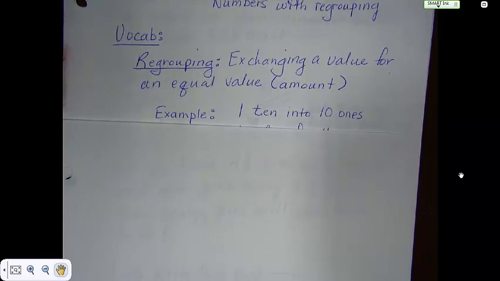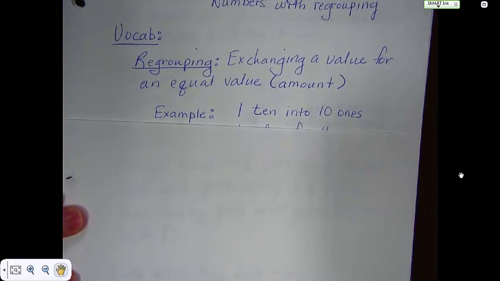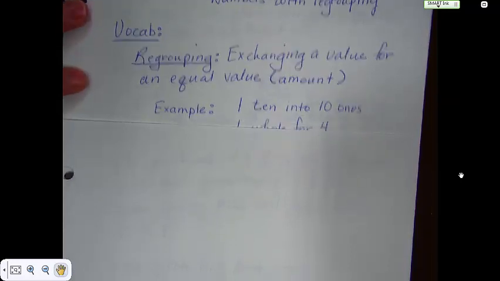For instance, if you would change 1 10 into 10 ones. If you're making change at like the grocery store or something like that, you might do that. Say, could you give me 10 ones for a 10? That would be exchanging, that would be regrouping.